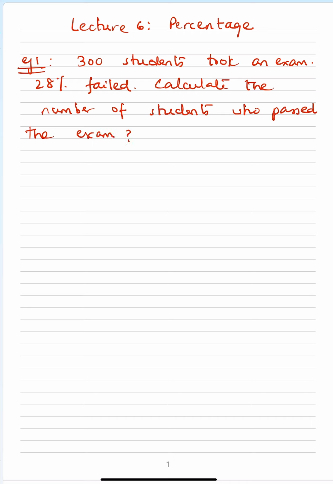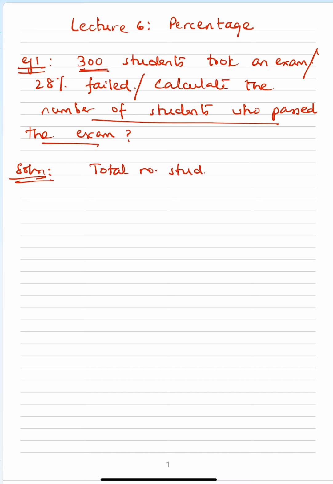Now we will break the problem first. What information is given to us? 300 students took an exam. Then out of that 28 percentage failed, and what is asked to us? We have to find the number of students who passed the exam. So here we will start with the total number of students. It is given to us. Total number of students is equal to 300. Correct? Now next information is how many students failed.